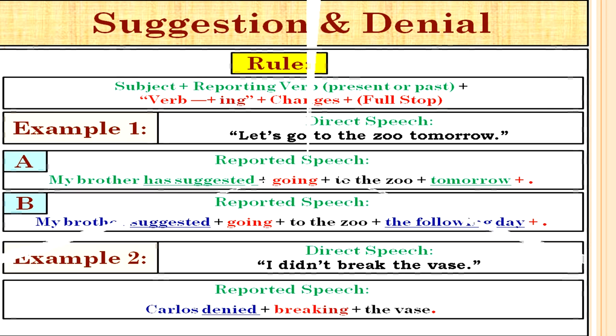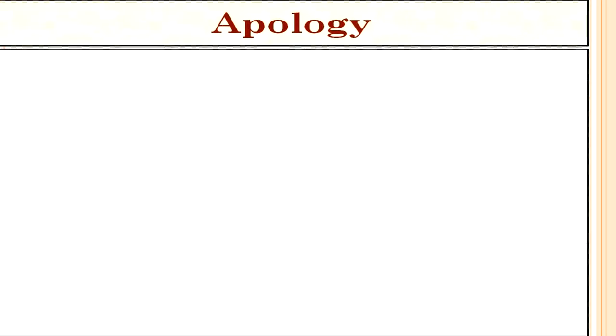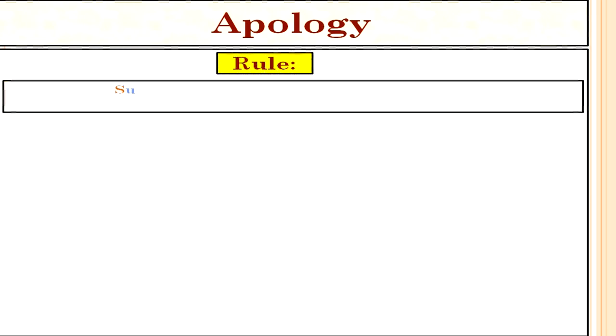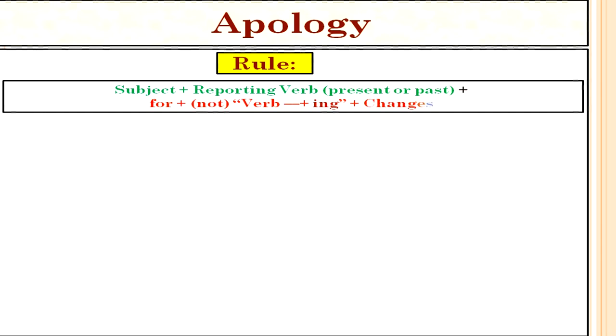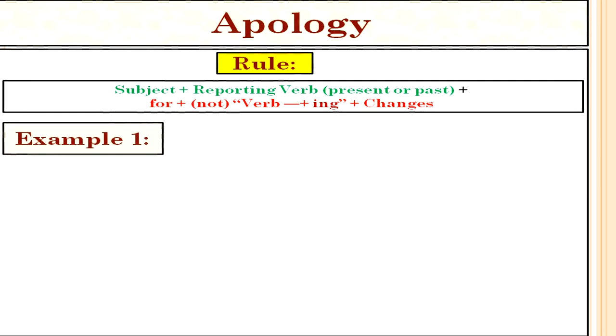The next part is apology. According to the rule, we have the subject plus the reporting verb in the present or the past tense plus for plus the verb plus ing or plus not plus verb plus ing. This is when we have negation in the sentence in direct speech. And then we have the changes. And these changes depend on the tense of the reporting verb. To make things clear, let's study the following examples.